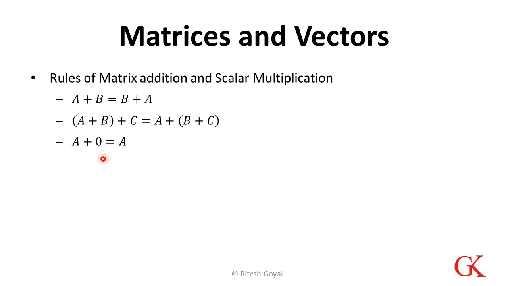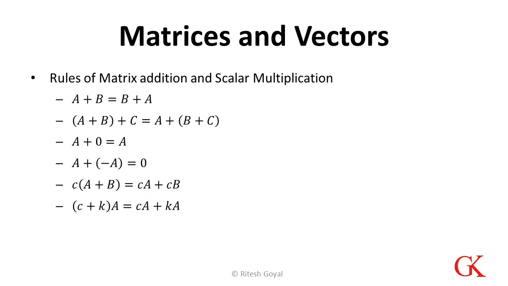If we add a null matrix to A, it remains A. Here 0 is not a scalar, it's a null matrix. Null matrix means a matrix of 0 having the same dimension as A, but all elements are 0. So if we add that matrix to A, it remains A. If we multiply A with -1 and add that to A, it becomes 0. If we multiply a scalar to A plus B, it's like multiplying them separately and adding, and so on.